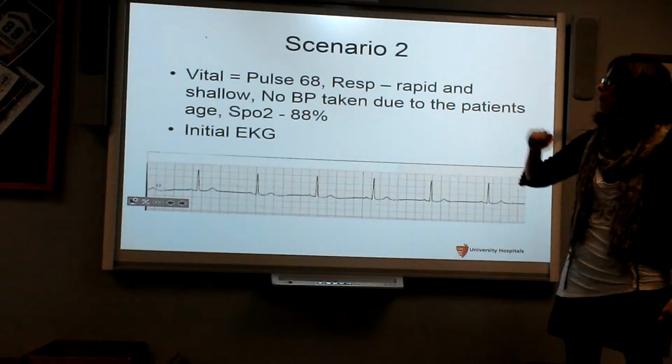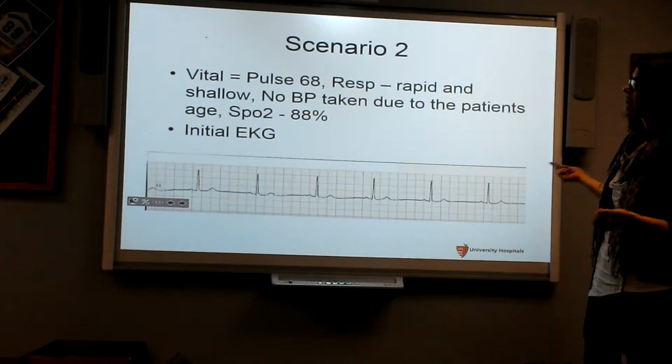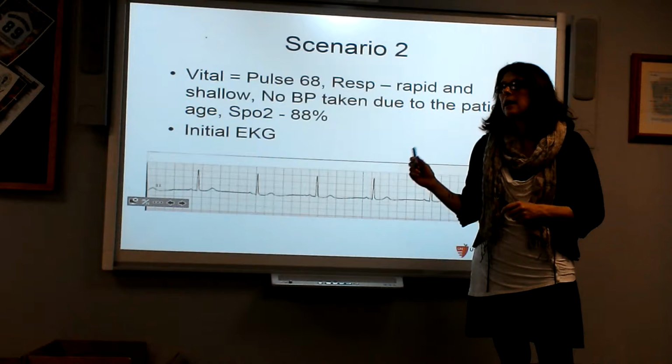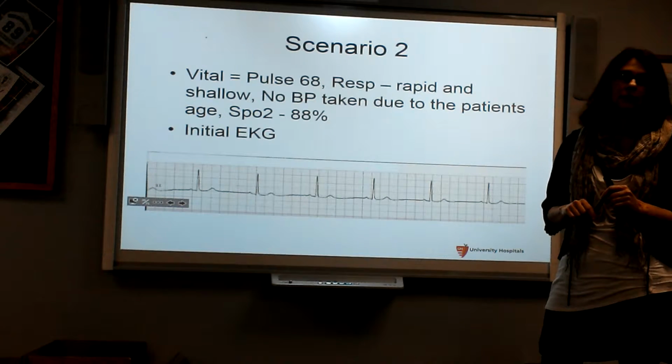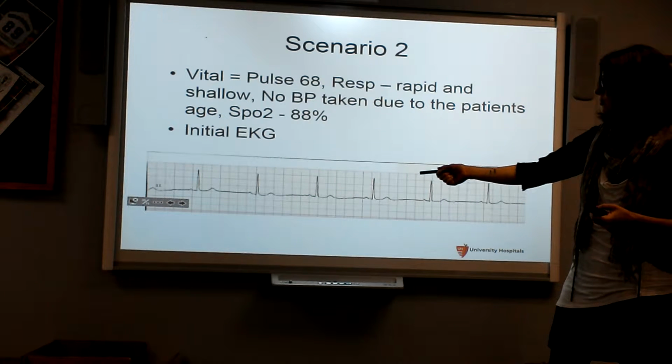All right. So pulse is 68. Respirations are rapid and shallow. No BP because of the age. Don't waste your time right now. SpO2 is 88. Oxygen and heart rate go hand in hand with kids. Not that they don't with adults, but in kids they really do. So initial EKG.